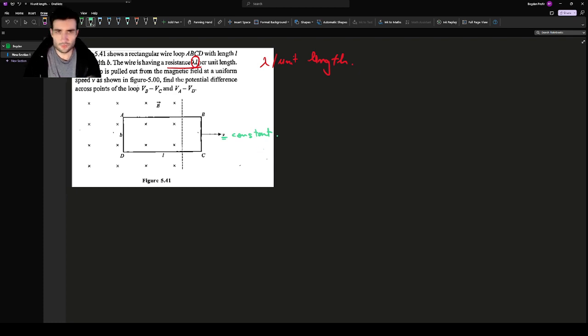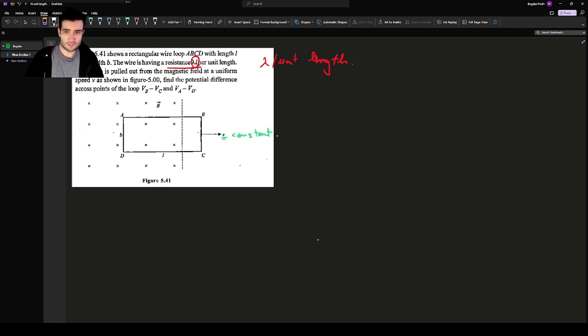And then we're asked to find the potential difference between two pairs of points. So we have to find the potential difference between points B and C, and also the potential difference between A and D. So let's see what we know and how we can actually find that.